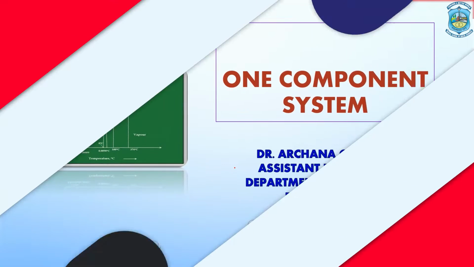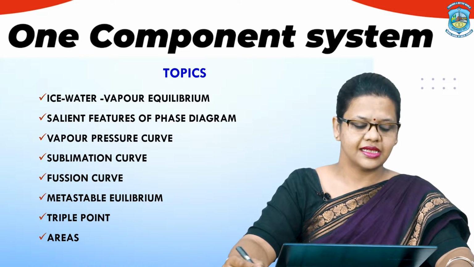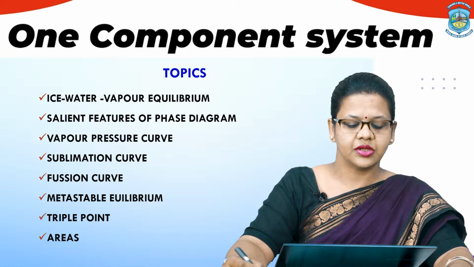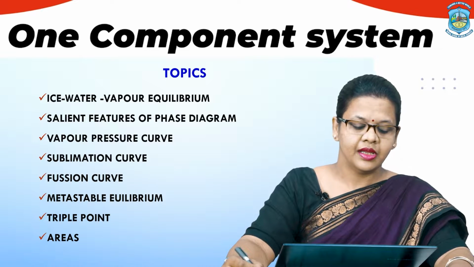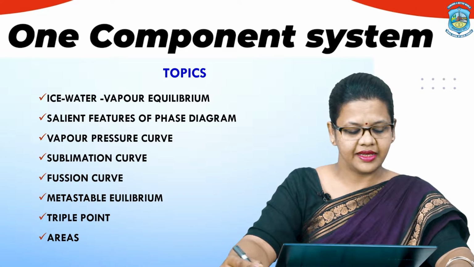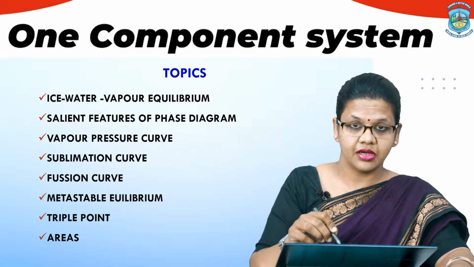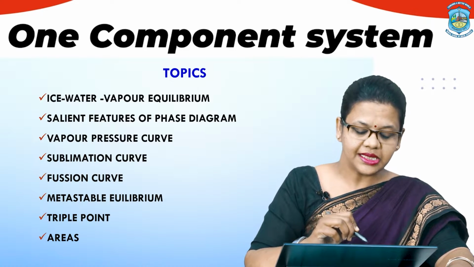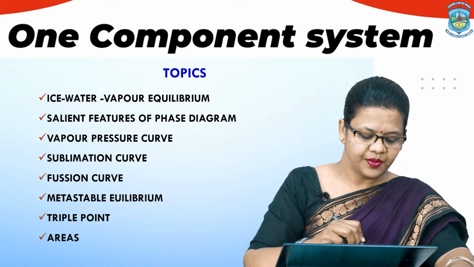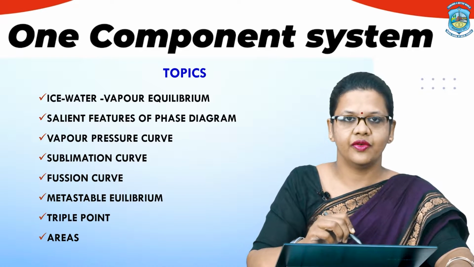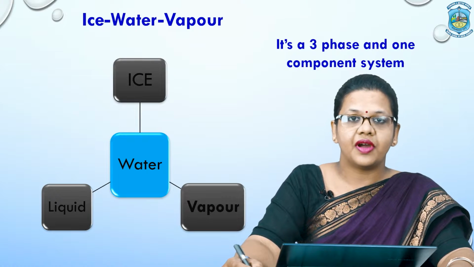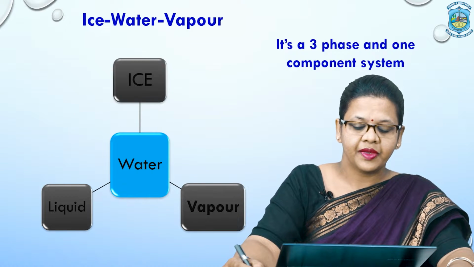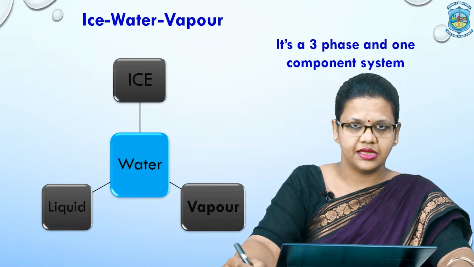So let's begin. Today, we will be discussing the ice water vapor equilibrium, the salient features of the phase diagram, vapor pressure curve, sublimation curve, fusion curve, metastable equilibrium, triple point and areas related to the phase diagram. If we take the example of the ice water vapor system, it is a one component system.